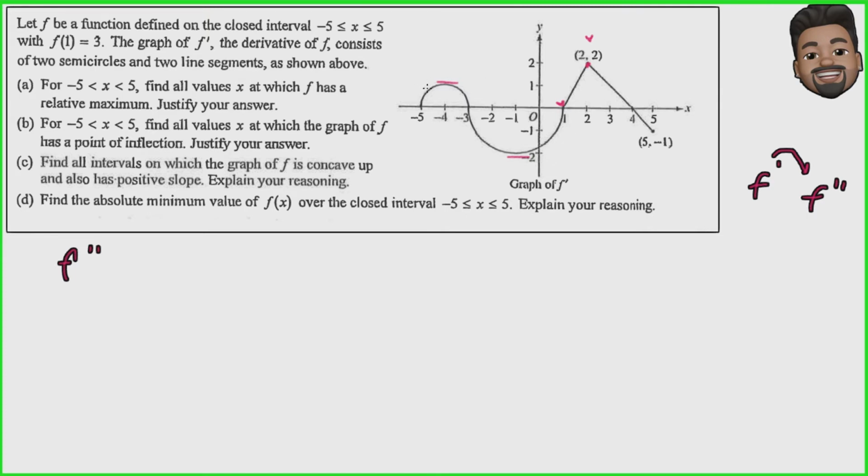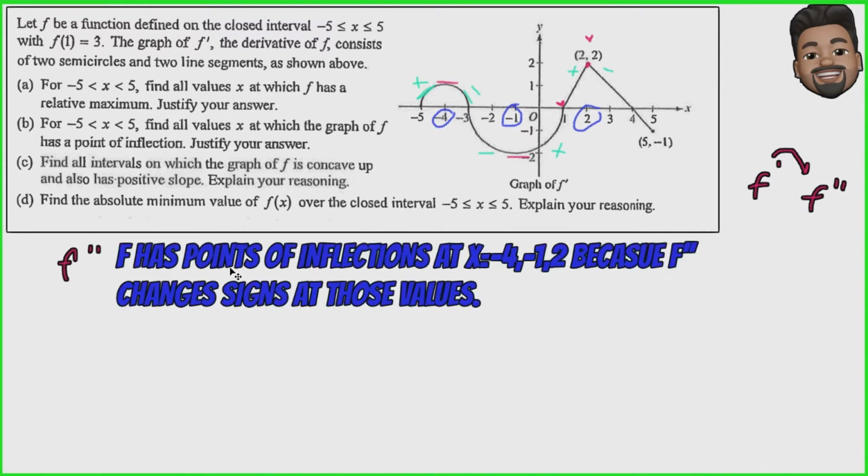Well, if I take the derivative here, this is positive to negative. Here it's negative to positive. Here it's positive to negative. I'm going to skip this because this goes from positive to positive. So where do I have points of inflection? Well, I should have a point of inflection at -4. I should have one at -1, and I should have that one at 2. So this is what I'm going to go ahead and write now for my justification. F has points of inflection at x equals -4, -1, and 2 because f double prime changes signs at those values. And that would be our perfect justification for part B. So hopefully it's all making sense.